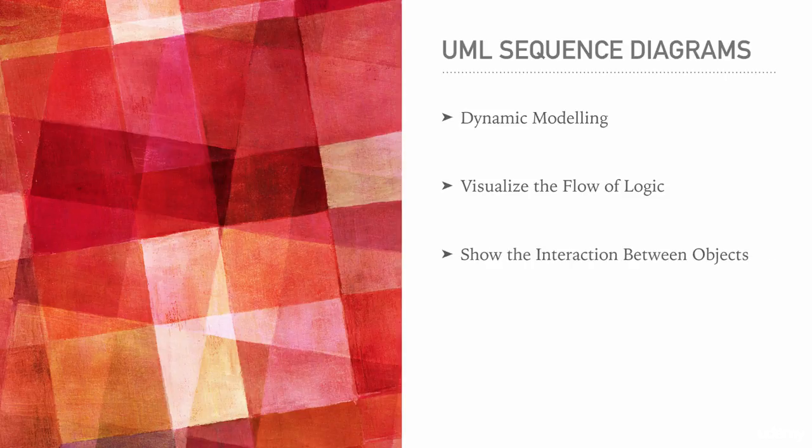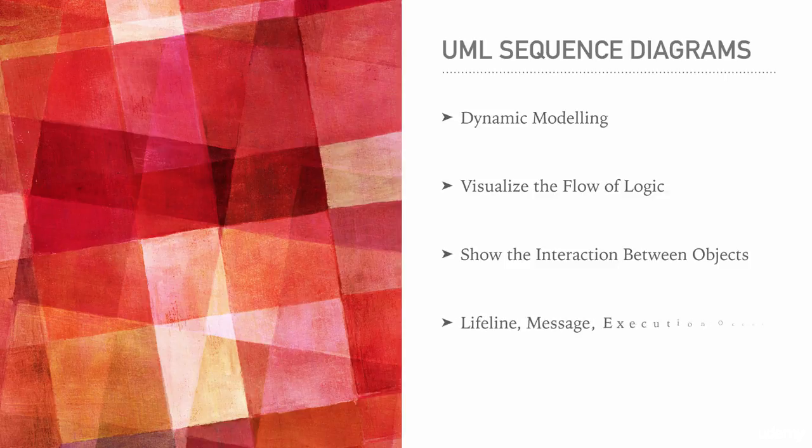UML sequence diagrams are one of the most popular UML artifacts for dynamic modeling. They visualize the flow of logic within your system and are commonly used for both analysis and design purposes. Sequence diagrams show the interactions between objects in a particular scenario of a use case.